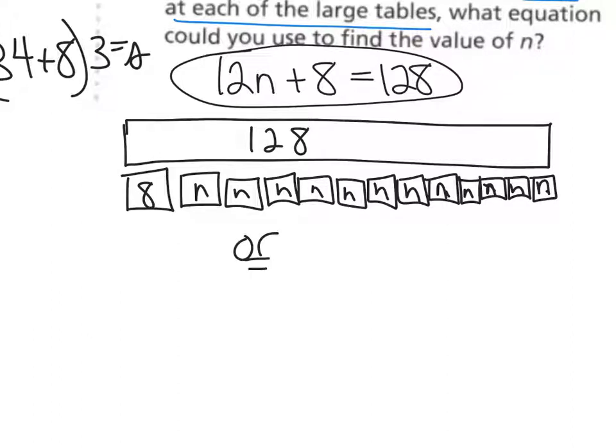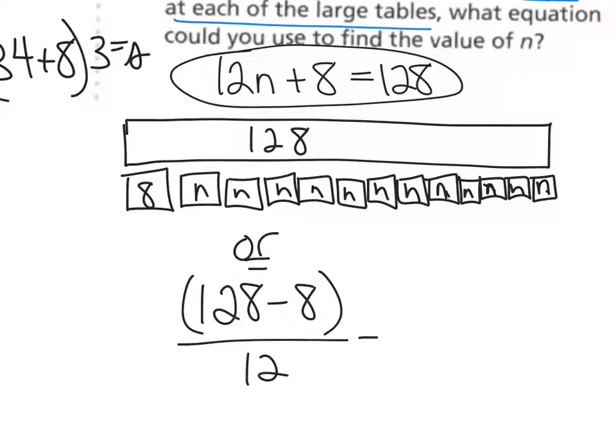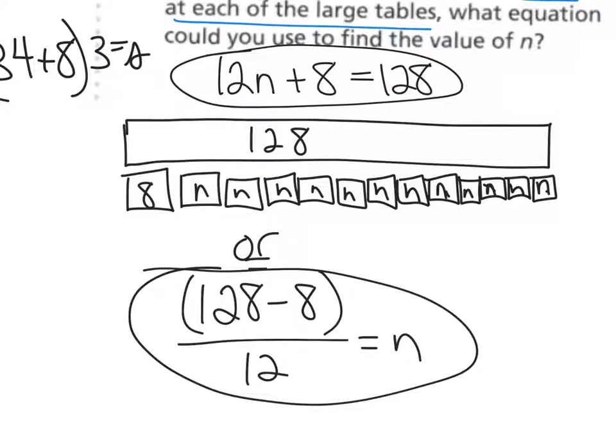Another way you could do this problem, you could say we have 128 people minus the 8 people in the wedding party, which I know would give you 120, but take those people and divide them up by 12, and that'll tell you how many people would be at one table. So either one of those options would be okay for working this problem out.